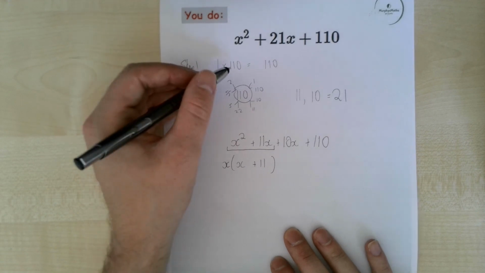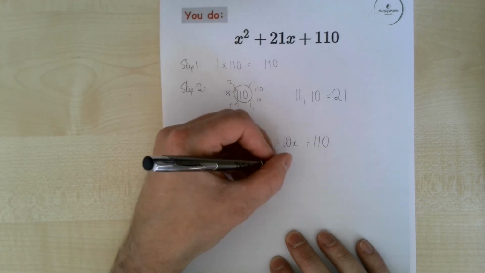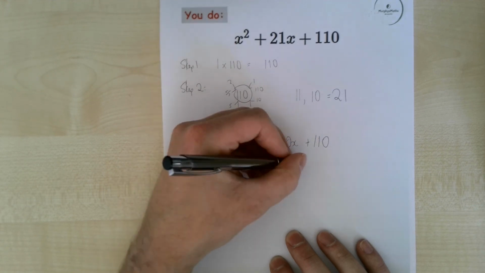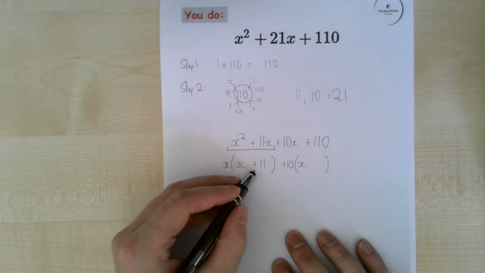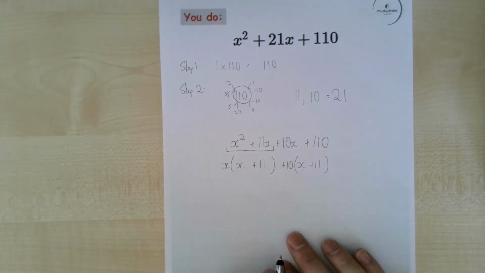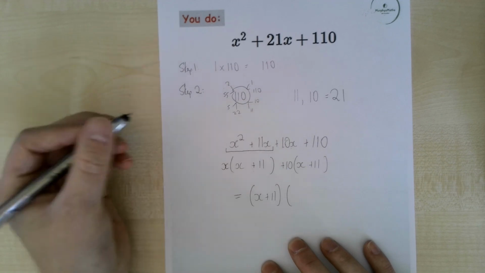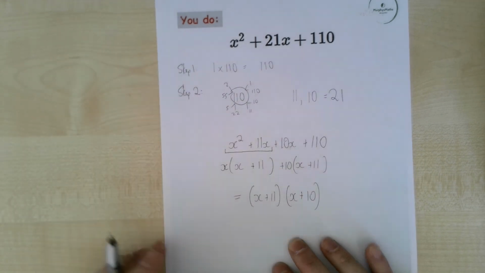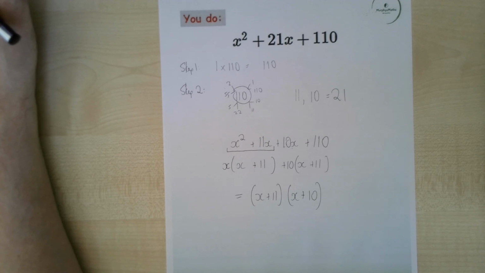10x plus 110, well, there isn't an x common to both, so I'm looking at numbers. 10 divides into both of these, so I'll put plus 10, and I need an x to get the 10x. 10 multiplied by, we can use what we got over here, it should be 11, it is 11, that will give me the 110. So my final answer is x plus 11 and x plus 10. Expand it to check it if you wish, and that is how you factorize quadratics, where it's just positive terms and the x squared, the a coefficient, is just a 1.